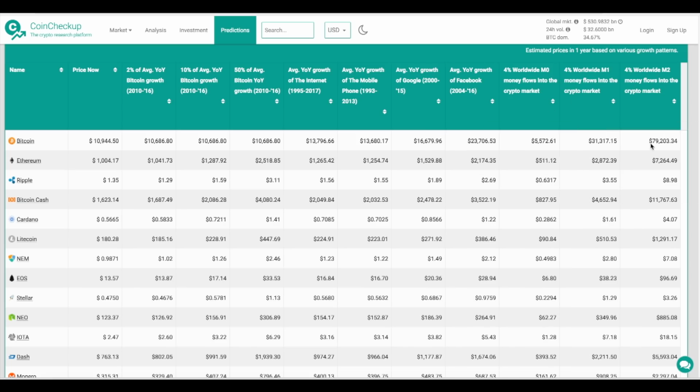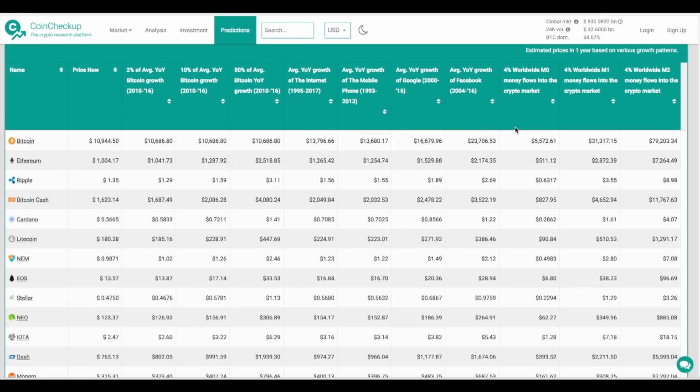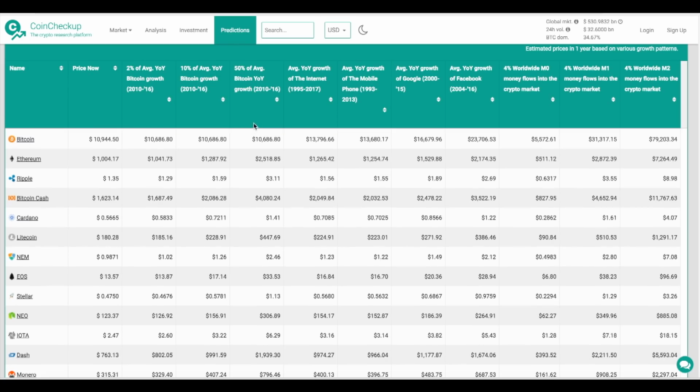But if you were to calculate this by 10, you'd almost have over $100,000. You'd have over $100,000 Bitcoin approaching $200,000. If that's the same that they mean, 4% worldwide M2 as the global Forex, correct me if I'm wrong, please. Anyways, looks like they've gone off of some previous growth stats where they've got the historical 2010 to 2016, 50% of Bitcoin, 10% of Bitcoin.